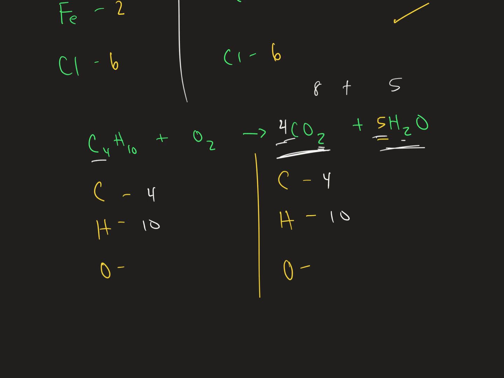So we got 13 oxygens on the right side. Now, what number needs to go in front of that O2 to get 13?